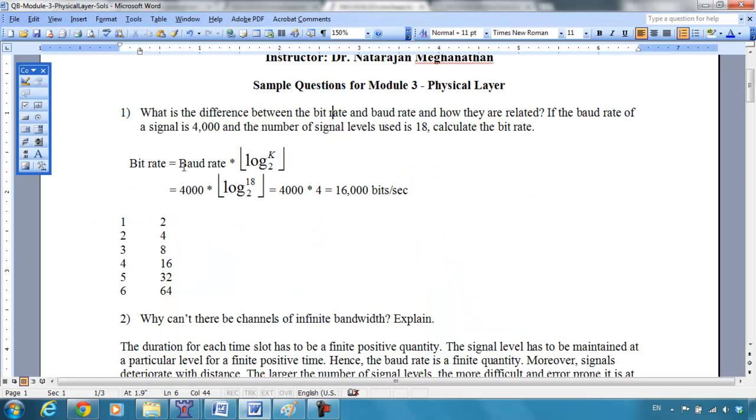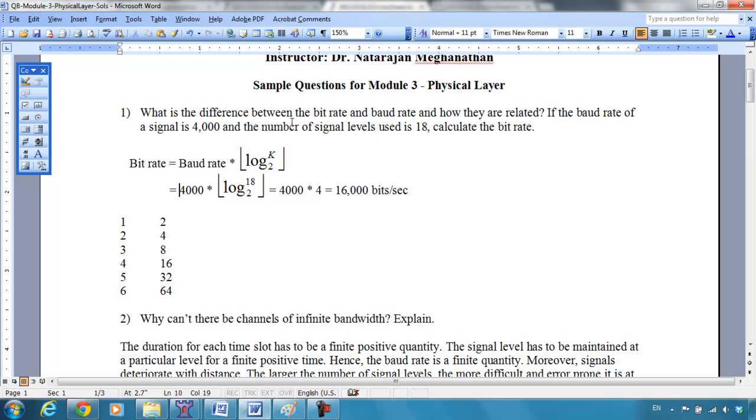The bit rate is the baud rate times log k to the base 2. This term log k to the base 2 essentially captures the number of bits that you can have per voltage level. So if you put 16 for k, log 16 to the base 2 is 4. If you put 8 for k, log 8 to the base 2 is 3, sorry, 3 bits per voltage level. If you put 4 for k, log 4 to the base 2 is 2 bits per voltage level. Okay?